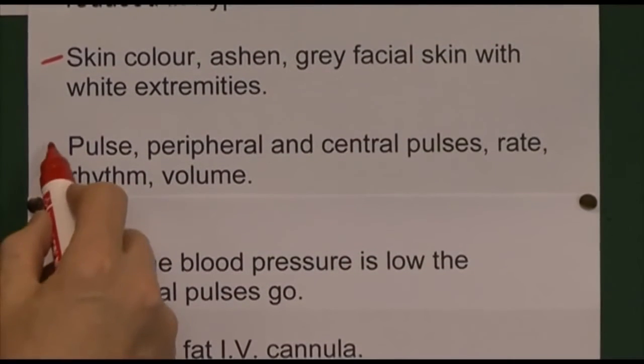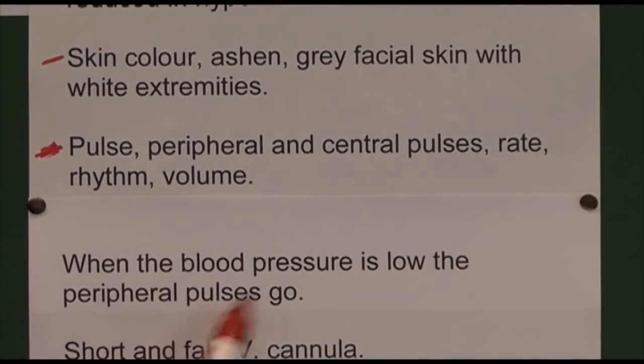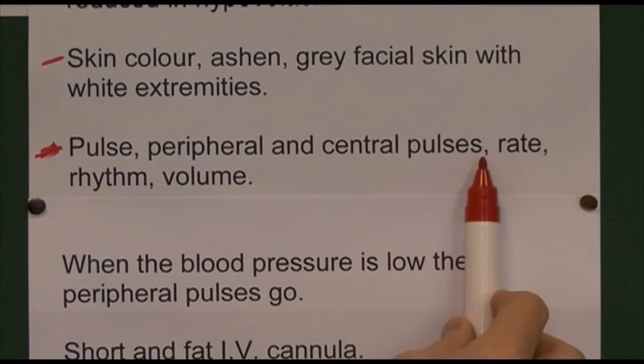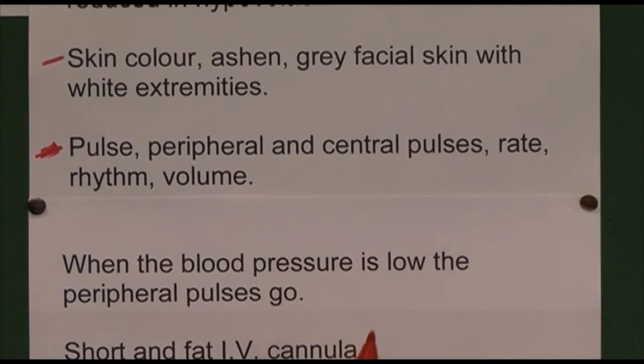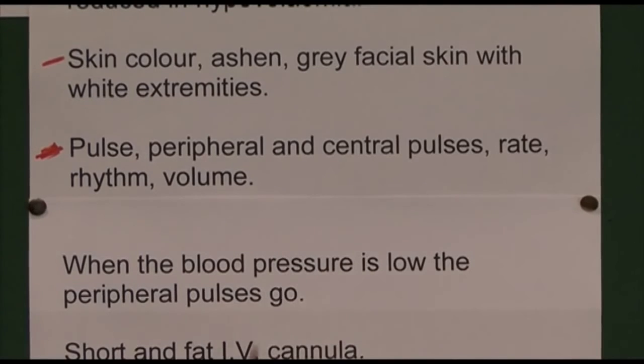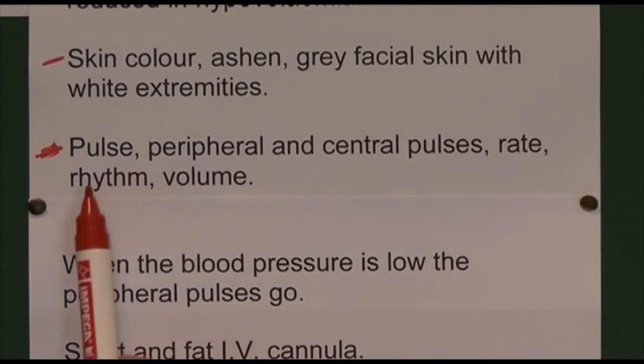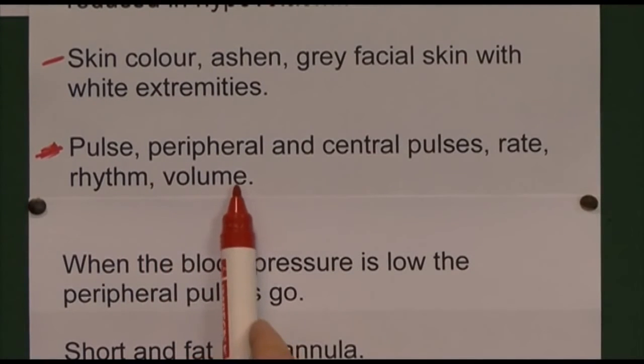The pulse, of course, is a very good indicator. Peripheral and central pulses, as we've talked about. Best to take central pulses in badly traumatised patients. Of course, we can feel for peripheral pulses. And we're looking at the rate, the rhythm, and the volume. And the classical pulse in someone who is hypovolemic through hemorrhage is fast, weak, and thready.